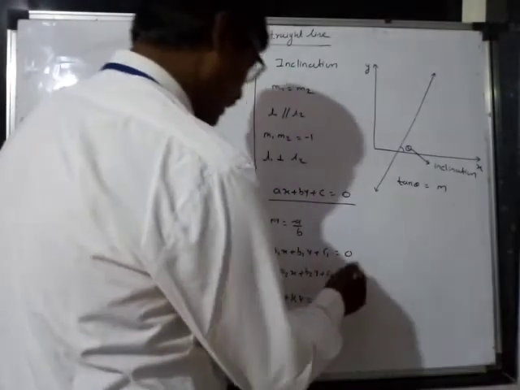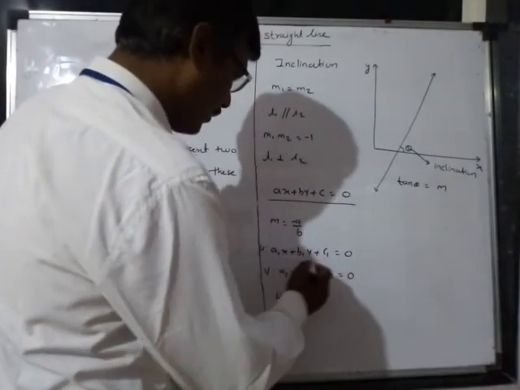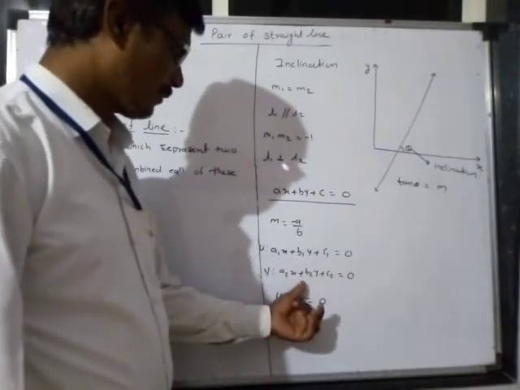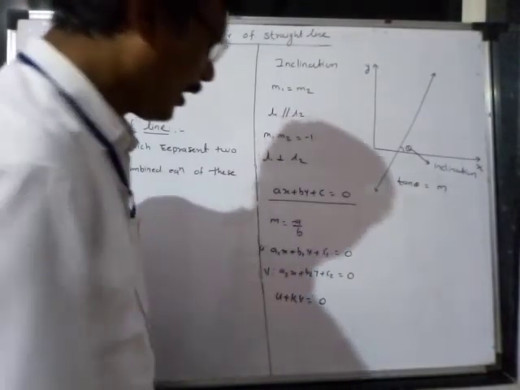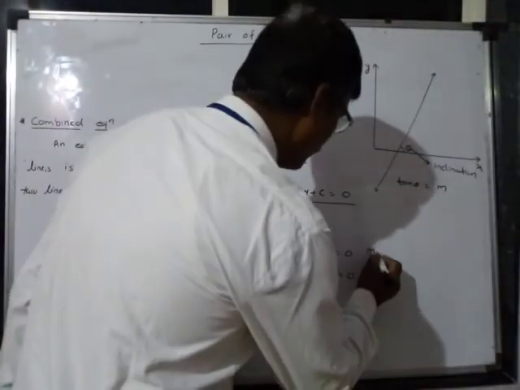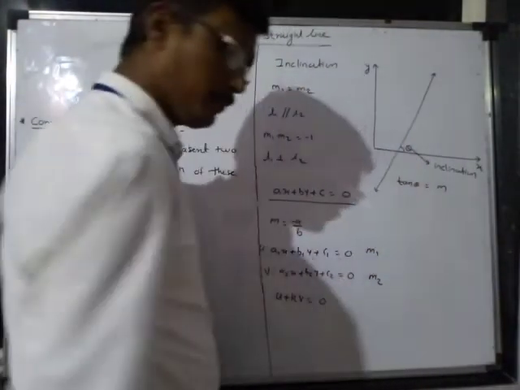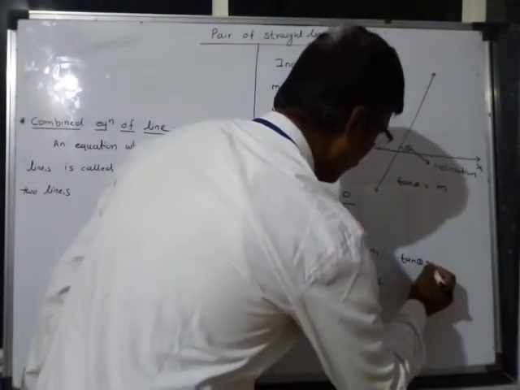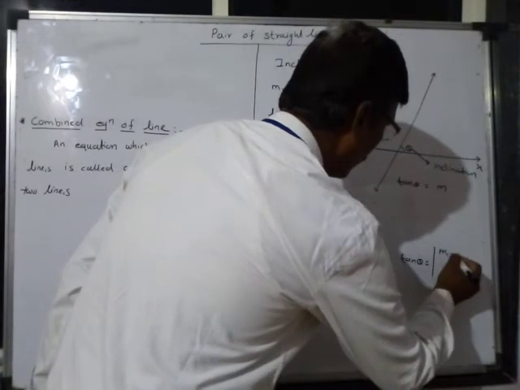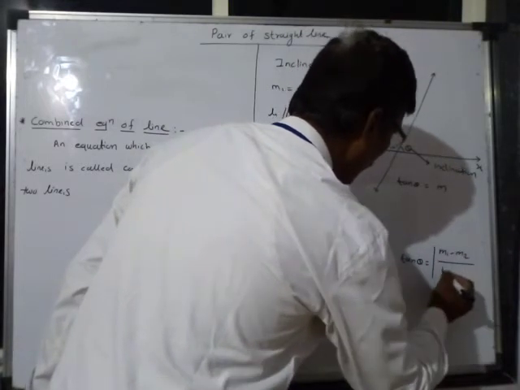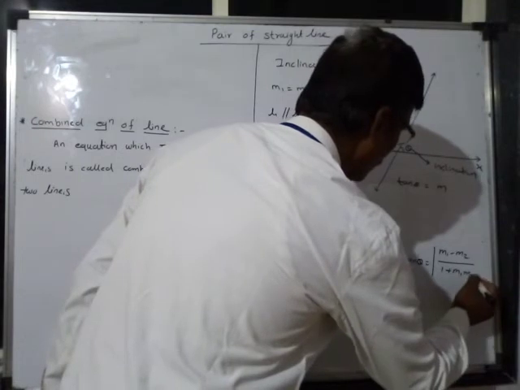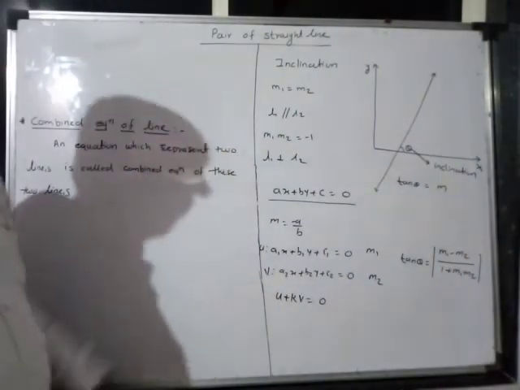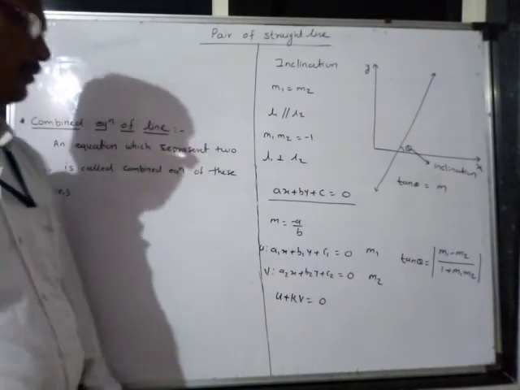Also, we saw the angle between these two lines. If the lines a1x plus b1y plus c1 is equal to 0 and a2x plus b2y plus c2 is equal to 0 have slopes m1 and m2, then the angle between these two lines is given by tan theta is equal to m1 minus m2 divided by 1 plus m1 into m2. All these properties of the straight lines we completed in 11th standard.